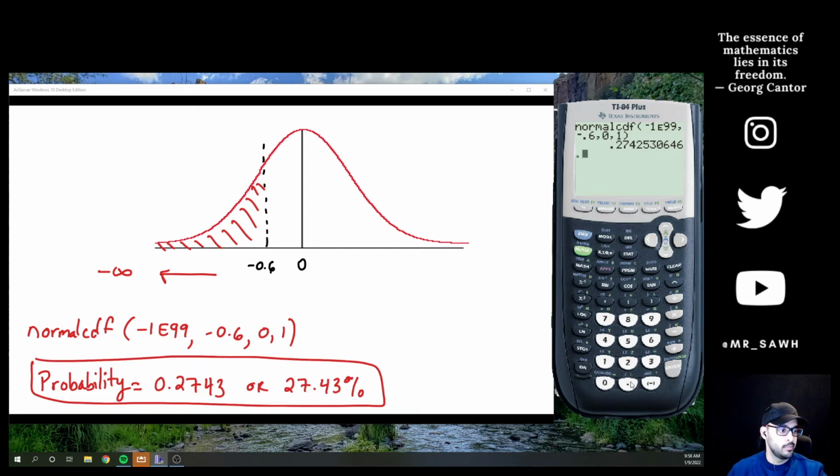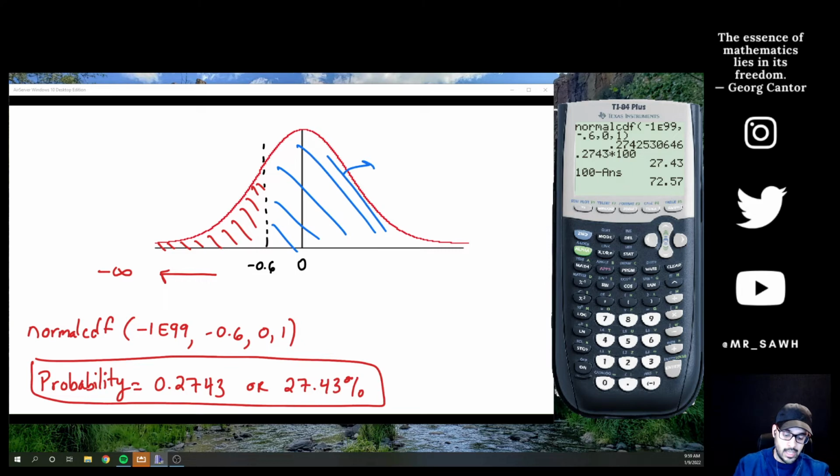So if I take 0.2743, I can multiply it by 100 to turn it into a percentage, right? That's how I got that value. Okay, so if that's 27%, I must know then if I do 100% and subtract the percentage I know, that means the other side of this bell curve, all of the other part I don't know yet, right, that should account for the rest.